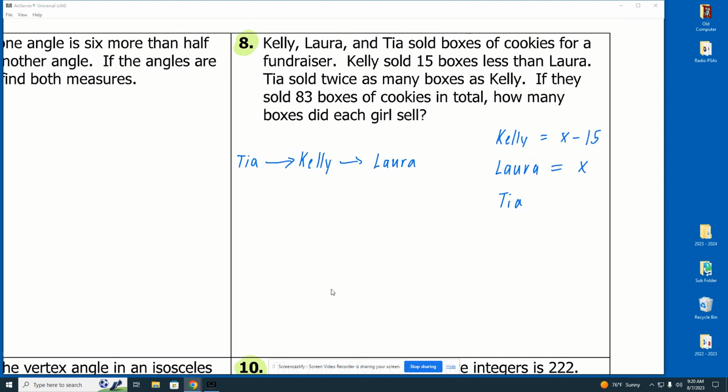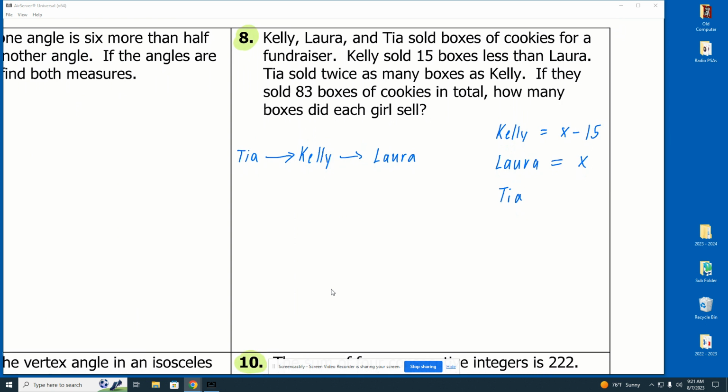And then lastly, it says Tia sold twice as many as Kelly. Well, what did Kelly sell? 15 less. Kelly sold X minus 15, right? So Tia sold 2 times X minus 15. You can't change Kelly's expression. X minus 15 is Kelly. If Tia sold twice Kelly, she sold 2 times X minus 15. You understand? Now, how do we solve this problem now that we've defined them all?